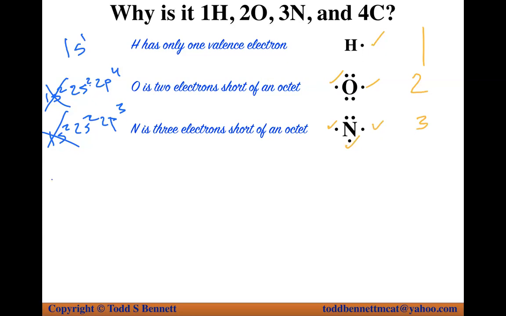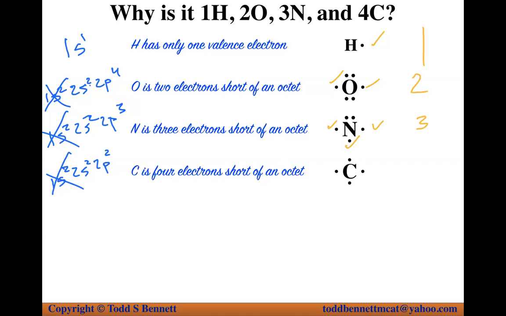Finally, carbon is going to be 1s2, 2s2, 2p2. Don't care about core. There's 4 electrons total, so we can go in singly before they pair up. So 1, 2, 3, 4. We're all done. Make 1, 2, 3, 4. So it's the number of bonds it needs to complete its so-called octet. So this is going to be called the octet rule.